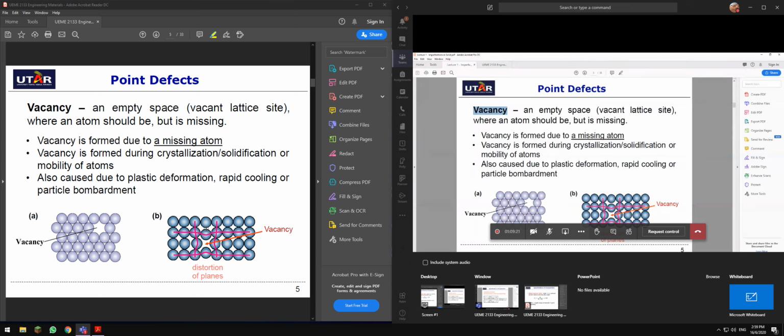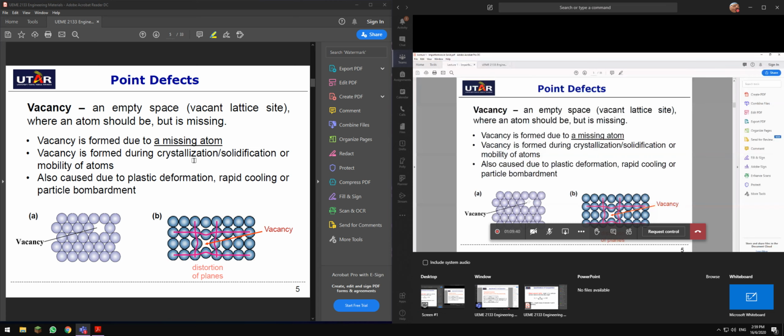So a vacancy is formed due to the missing atom. There might be a missing atom in a crystal structure due to several reasons. It can be due to plastic deformation, rapid cooling, or particle bombardment, radiation, and so on.